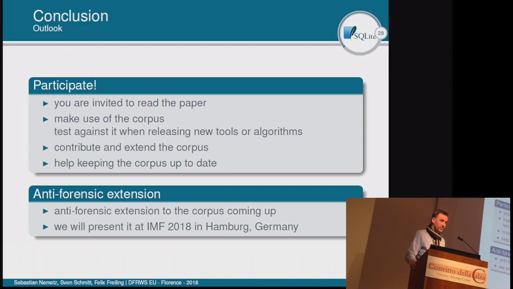that we think are anti-forensic, because these databases no longer necessarily conform to the file format. Whereas the first version of the corpus holds databases that fully comply with the file format, the anti-forensic extension will no longer comply with the file format. So this is where we will see crashes from the tools, where we will bring the tools to run in endless loops and stuff like that. If you're interested in that, join us at IMF 2018 in Hamburg.